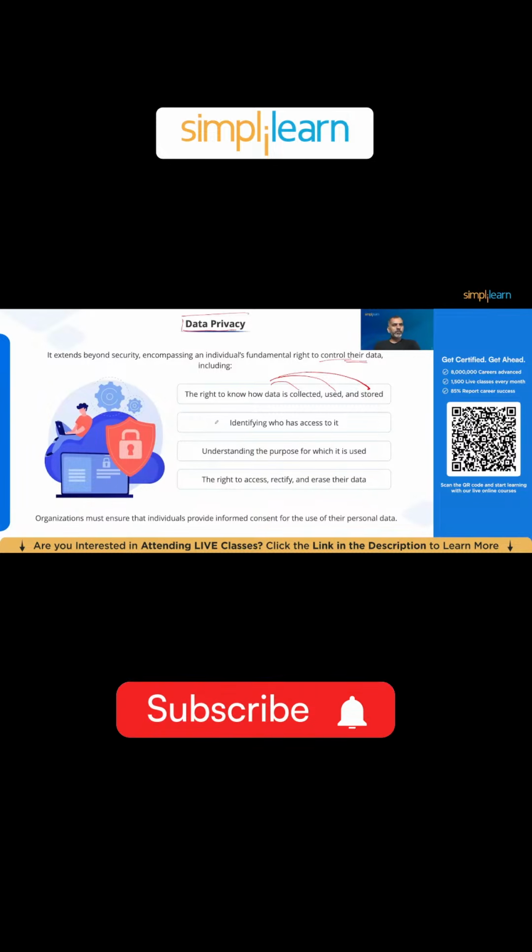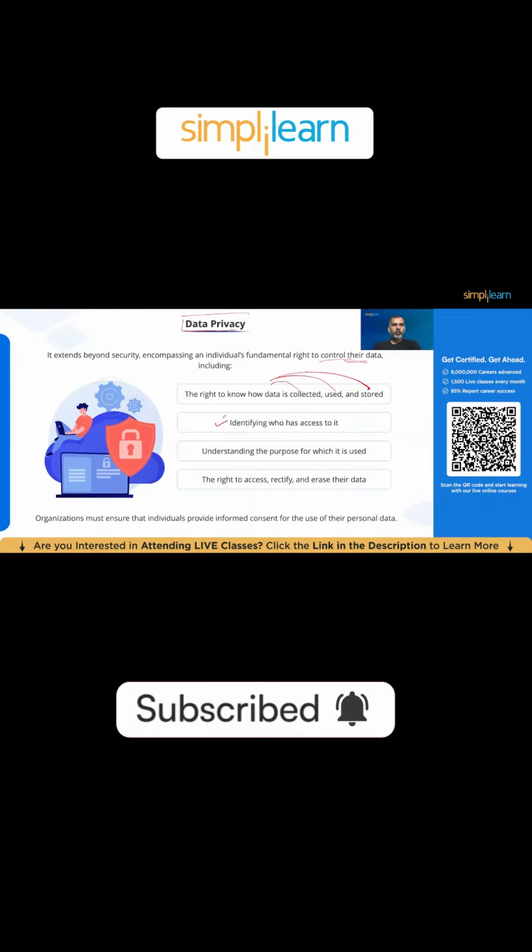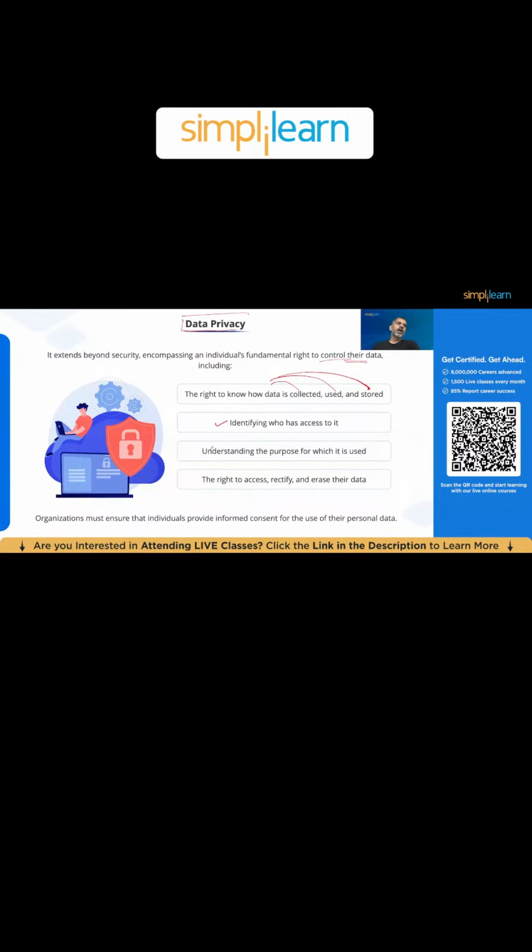Then it should be very transparent who has access to it. It should also be transparent to understand the purpose for which it is used. And the full right of control is that the user must be able to access, rectify, and erase their data whenever it is required or whenever they think it appropriate. So data privacy basically talks about these four points.